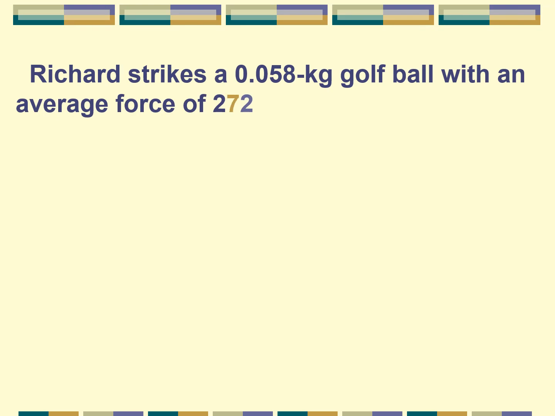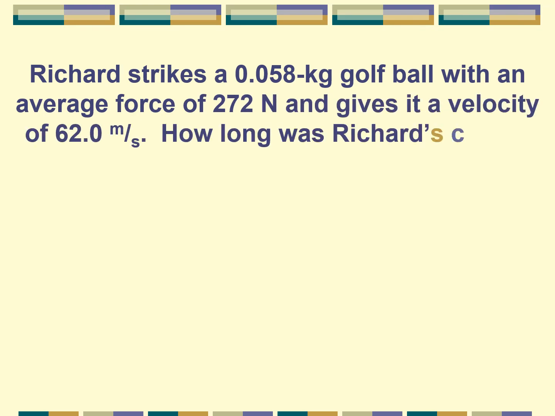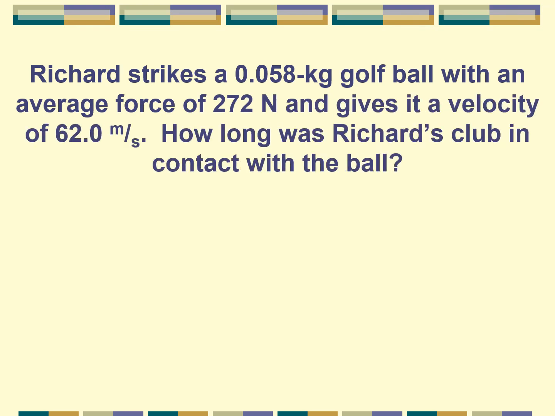In this next problem, it says that Richard strikes a 0.058 kilogram golf ball with an average force of 272 newtons, and it gives it a velocity of 62.0 meters per second. How long was Richard's club in contact with the ball? So we start with our equation. Impulse is going to be equal to change in momentum. Now, in this example, we're given the net force and the time, so we can go ahead and plug that in. 272 times the time, which is actually what we're going to be looking for.